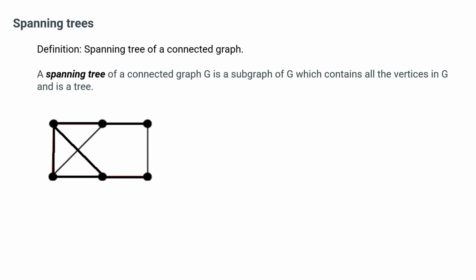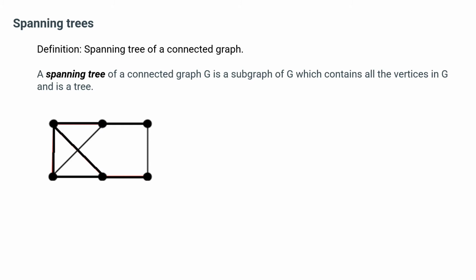Now let's move on to a new section, and this section is on spanning trees. So what is a spanning tree? A spanning tree of a connected graph G is a subgraph of G which contains all the vertices in G and is a tree. Okay, so it's going to be a subgraph of the original graph G. We want to make sure that all of the vertices are contained in this subgraph, but we want to make sure that this subgraph is a tree. And remember, what that means is we can't have any cycles in there.